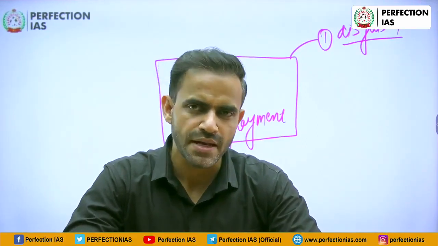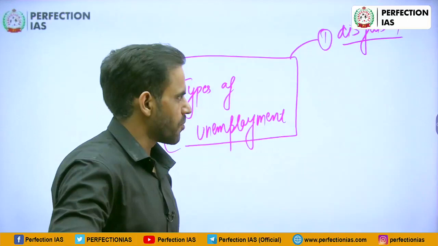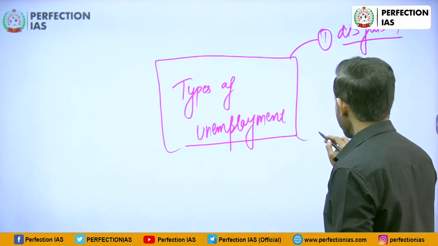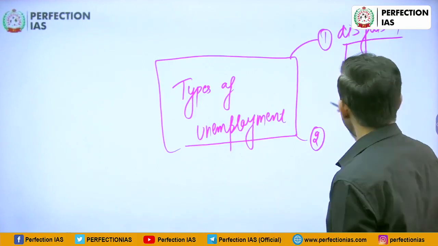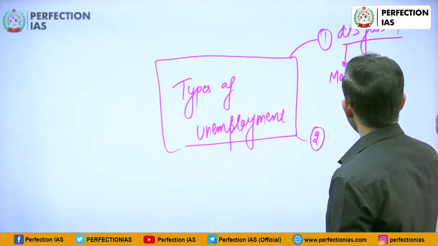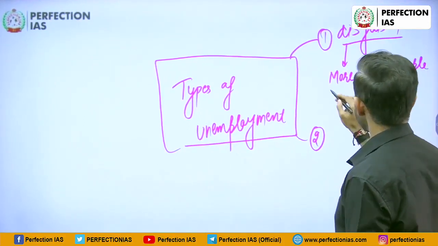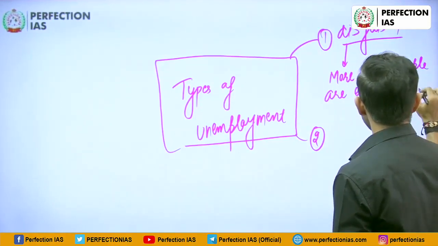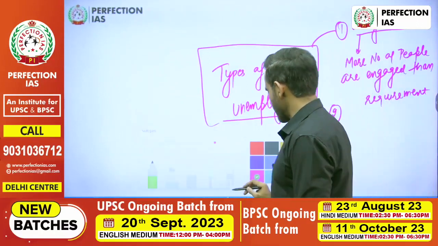That means more people are engaged in any economic activity than the actual requirement. More people are engaged in any activity than the actual requirement. In case of disguised unemployment, more number of people are engaged than requirement.